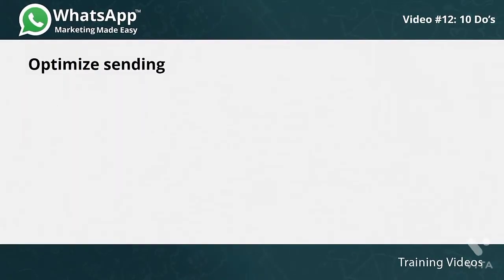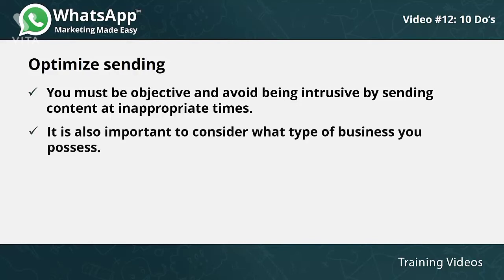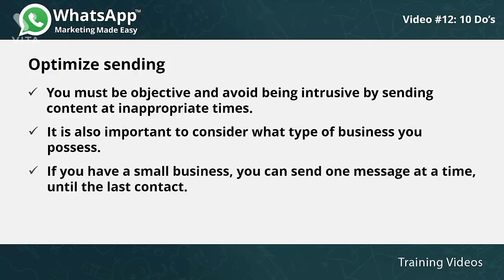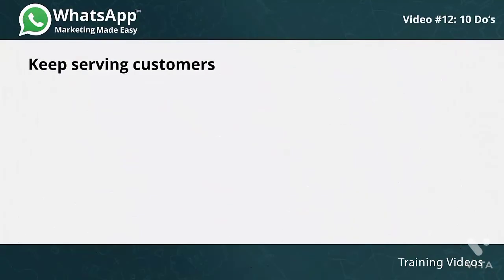Optimize sending. You must be objective and avoid being intrusive by sending content at inappropriate times. Send your messages at the best moments and times, usually during office hours. It is also important to consider what type of business you possess in order to optimize the sending of your message. If you have a small business, you can send one message at a time until the last contact. This method is laborious, but it has charm because of the personal nature of the messages. If you have a big company, it is best to keep in touch with your customers through groups. Always bear in mind that all recipients will have access to the entire group of phone numbers, which usually does not please some customers.